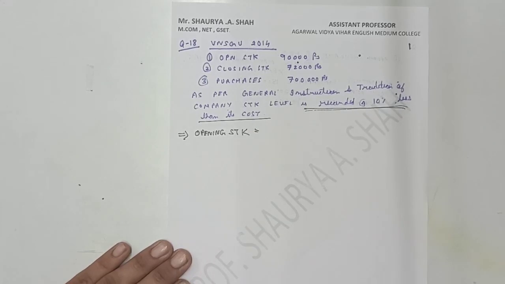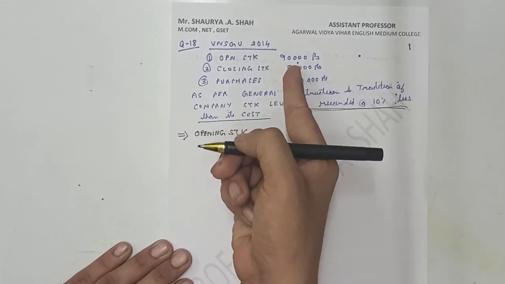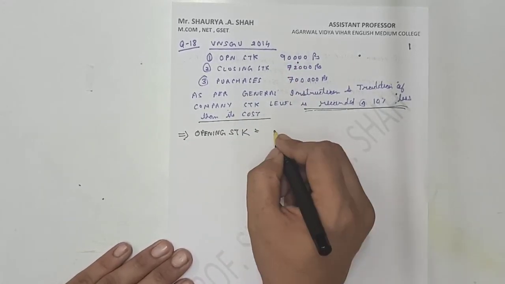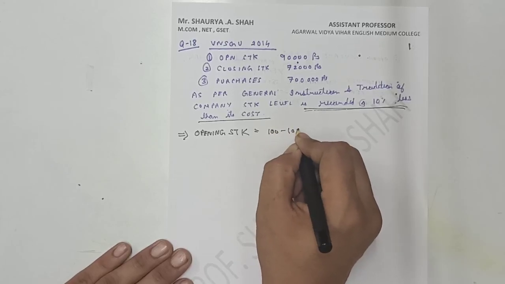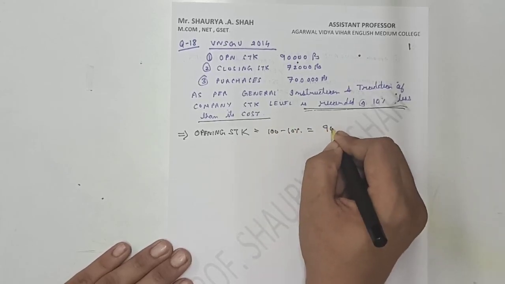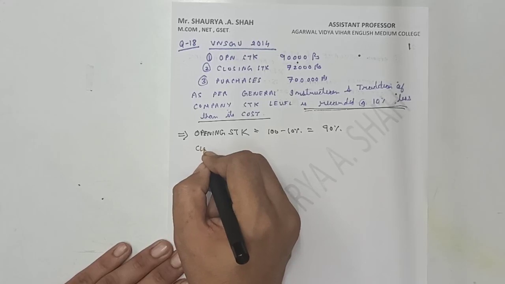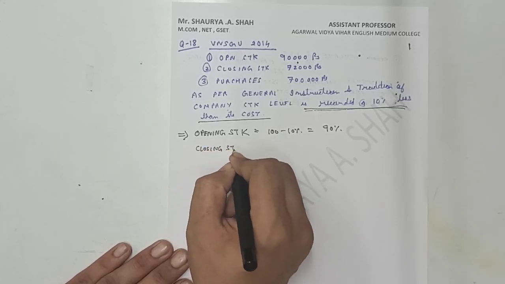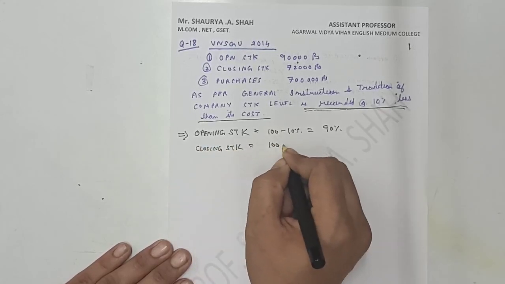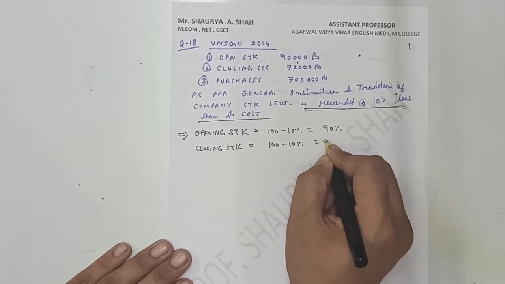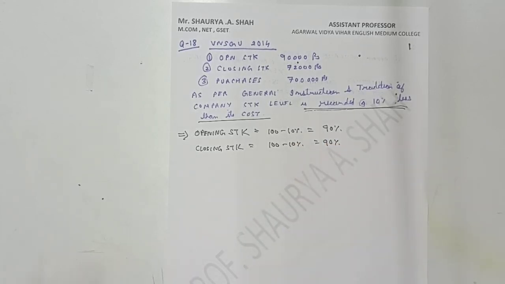Opening stock, if this is 90,000, can I say if it is shown 10% less value, then it is shown at 90%. Closing stock also, students, it will be shown at 10% less, then it is shown at 90%. First and the foremost thing, right? It is shown at 10% less, so 90%.